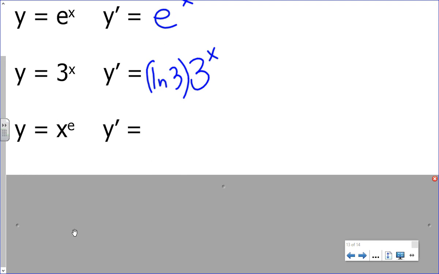Careful. x to the e. What rule would we have to use here? The power rule. Okay? Bring down the exponent, and the exponent decreases by 1. Okay. Now, typically, we have rational values there, but that's not like a rule that they have to be rational. That's just typically what we see.